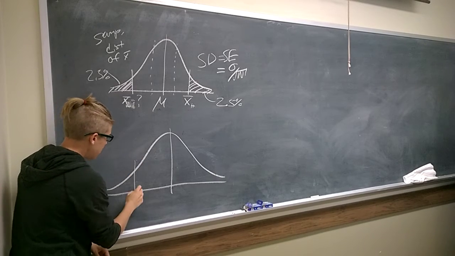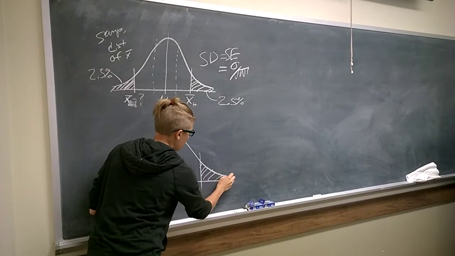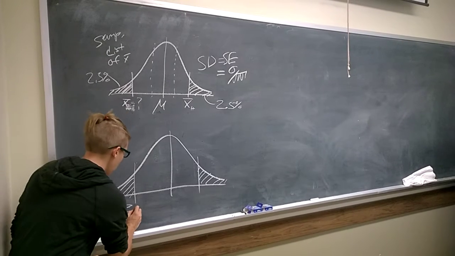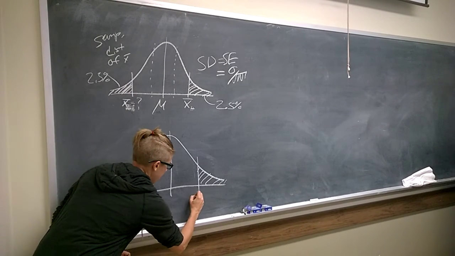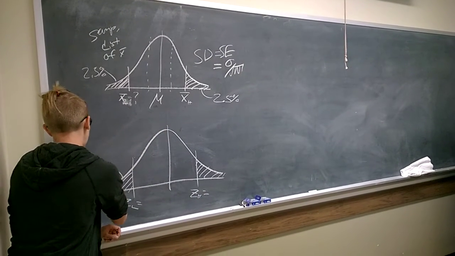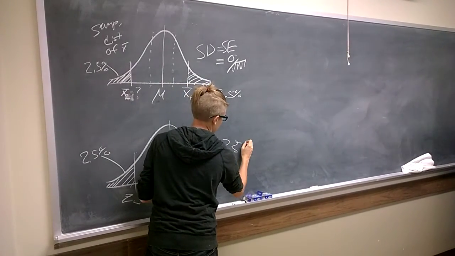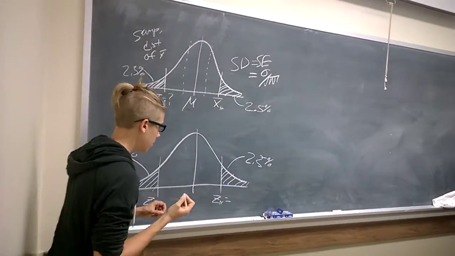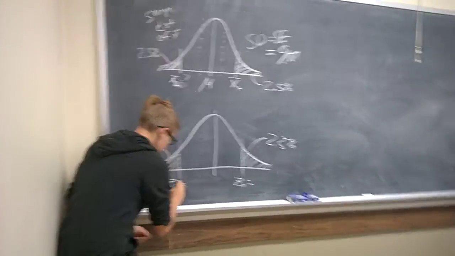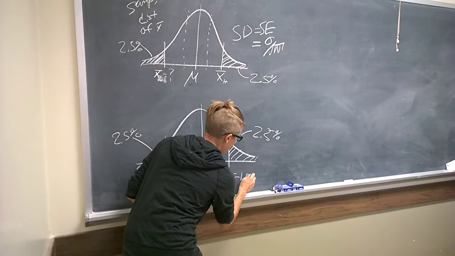So what we do is we start off, we need to know what Z values correspond to the low and high values, so I'll call them Z L and Z H. And these should have 2.5% in the tail. How do we get these values? We look at the Z table, and we see that this is negative 1.96 and this is plus 1.96.